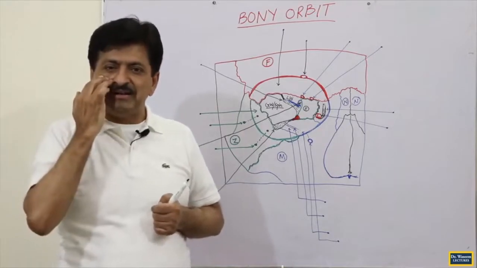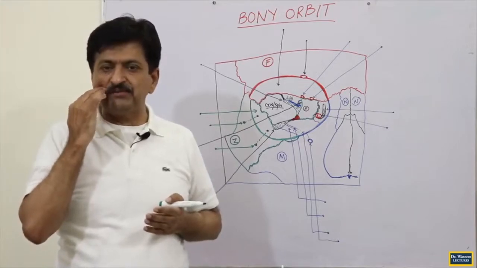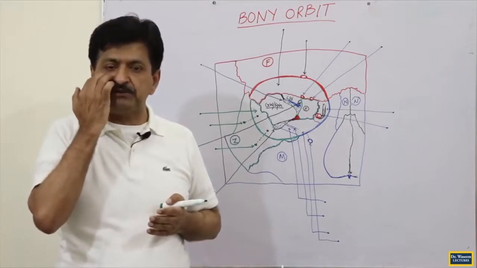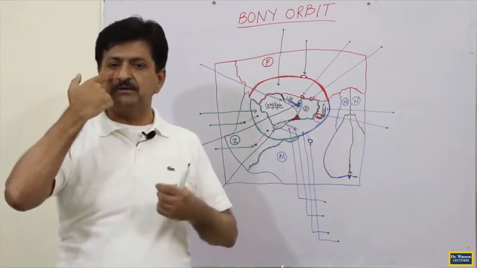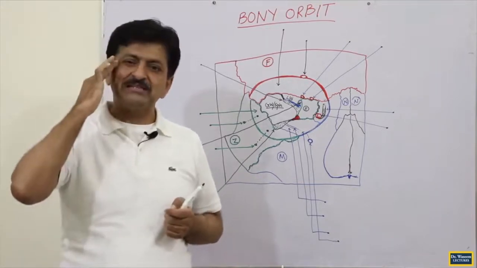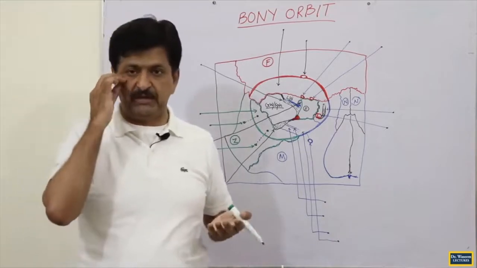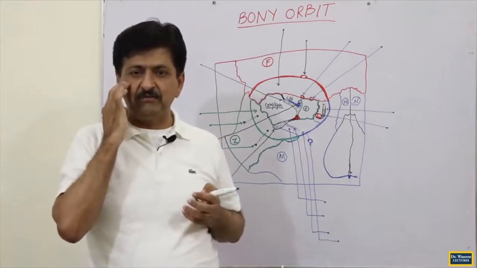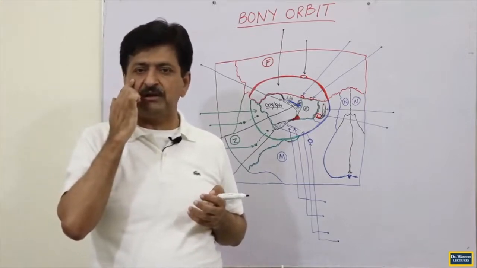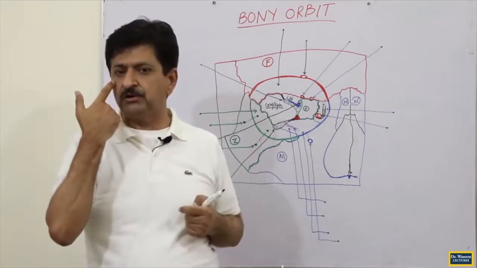Here, this is the maxilla, forming the middle part of the face. When it reaches here, it forms the inferior orbital margin, turns inside and forms the floor of the orbit. Here this is the zygomatic bone, forming the cheekbone, a very important stout part of your face. When it reaches here, it forms the lateral margin of the orbit, turns inside, and forms the lateral wall of the orbit.